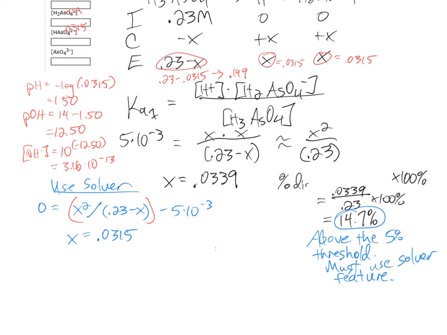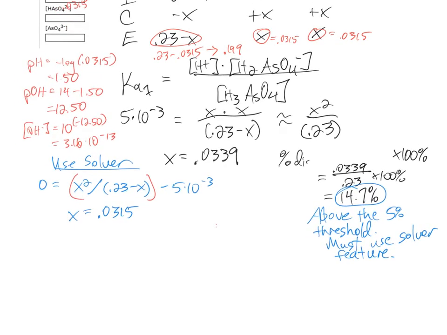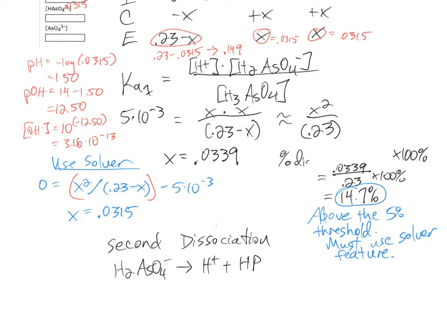There's an important thing I want to show you. We're going to need to have available the equilibrium concentrations of a couple of the species to plug into this next ice table. So we're going to use numbers from the first ice table and plug them into the second ice table. Okay, second dissociation, H2ASO4 minus yields a proton and HASO4 2 minus, as we set up the ice table.